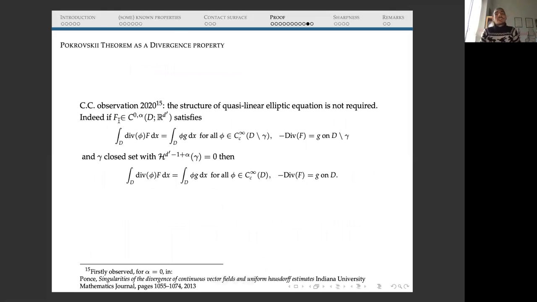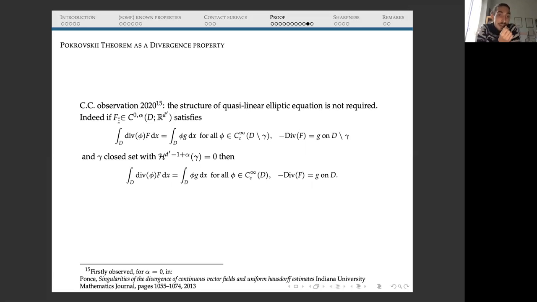Okay, before going on, let me underline the following observation, because it appears that the structure of the quasi-linear elliptic equation is not really required to do Pokrovsky's theorem, in the sense that it turns out that this is a property of the divergence, of the distributional divergence, in the following sense.